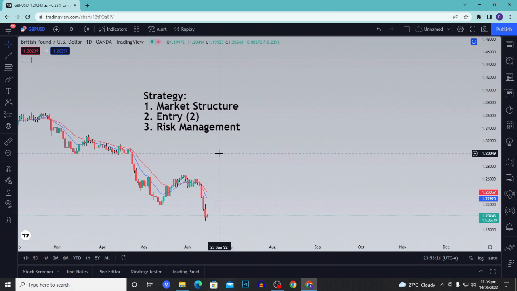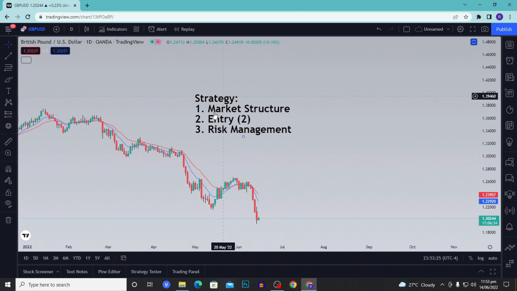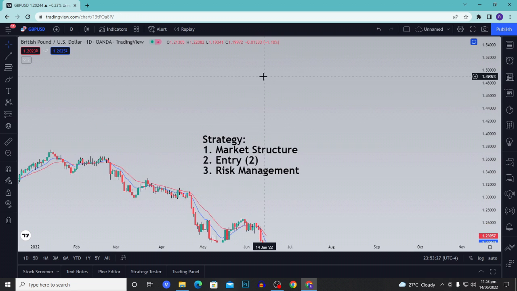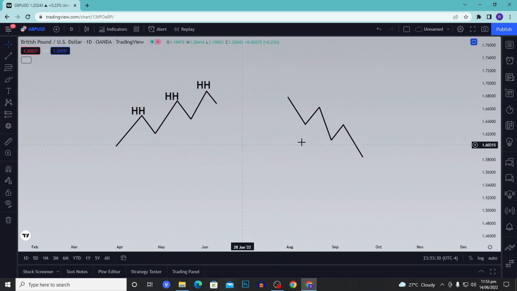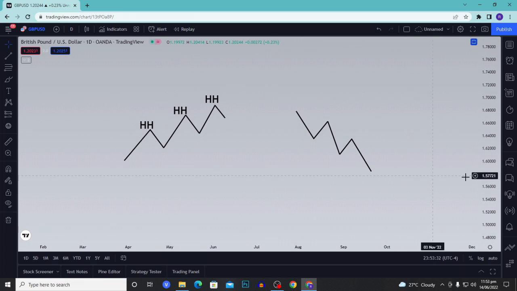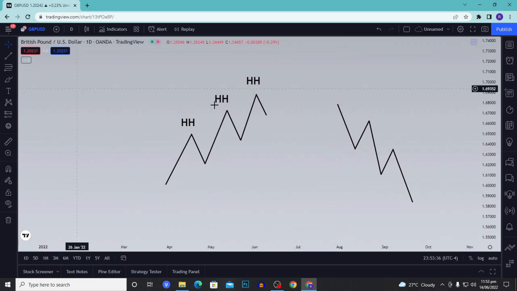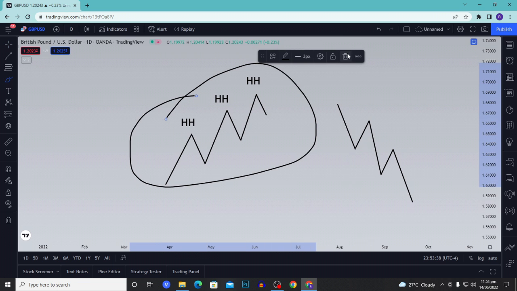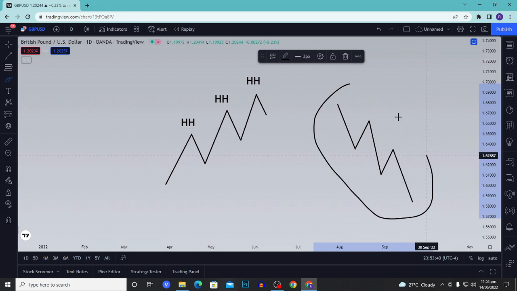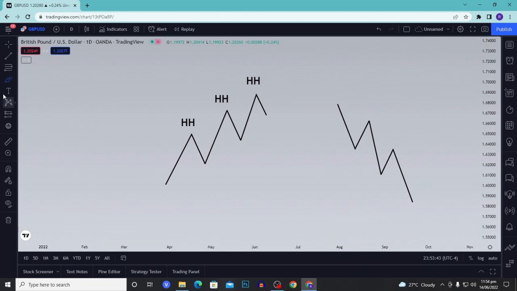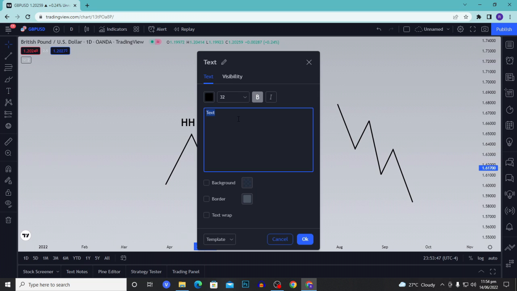And to start, the Fibonacci strategy is broken down into three main parts. We have market structure, and as you may know based off of watching my previous videos, market structure has to do with the general direction of price. Whether price is either going up in an uptrend or coming down in a downtrend. In an uptrend, you want to look for both higher highs and higher lows.